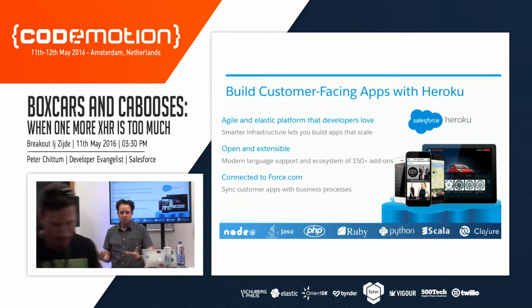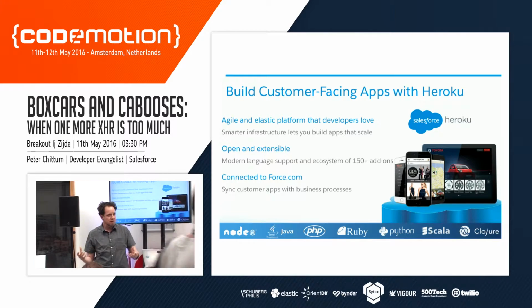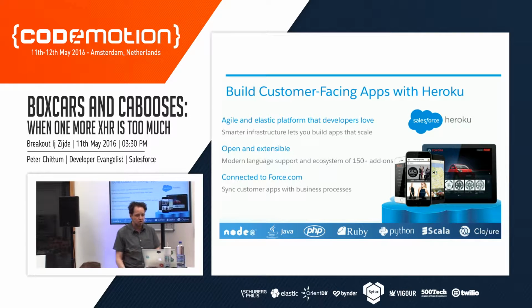Heroku is essentially an application container. You deploy your code. We detect what kind of application it is, and then we marshal up the services together on Amazon Web Services to host an application.